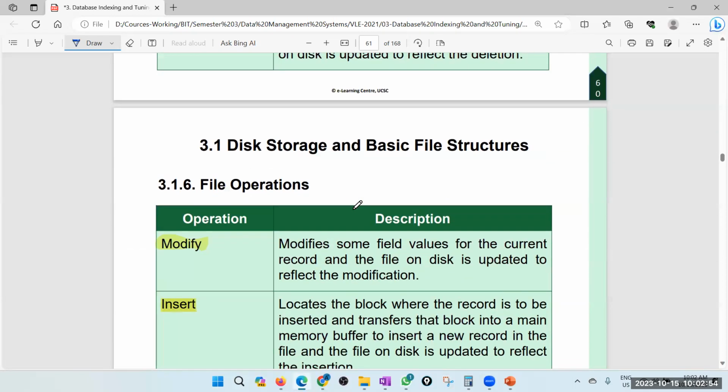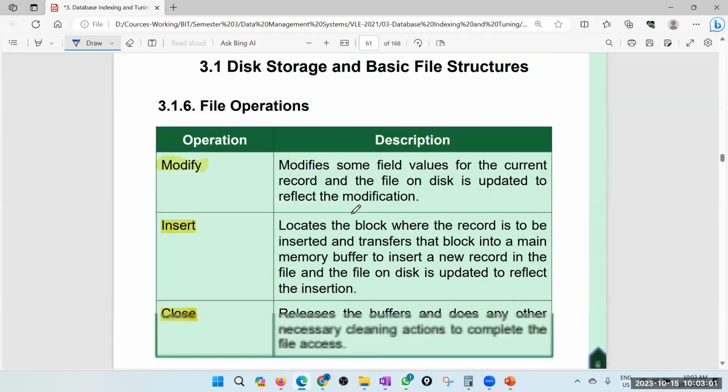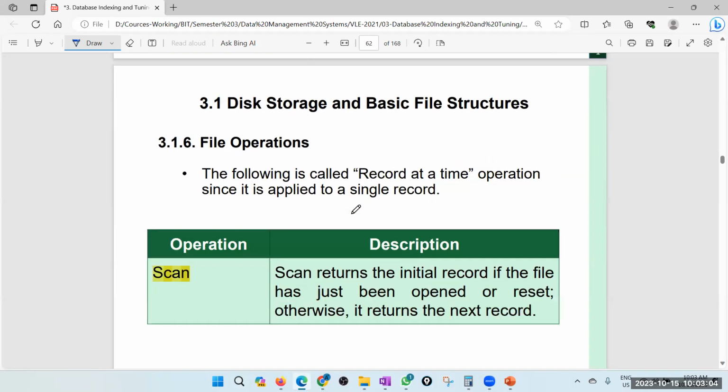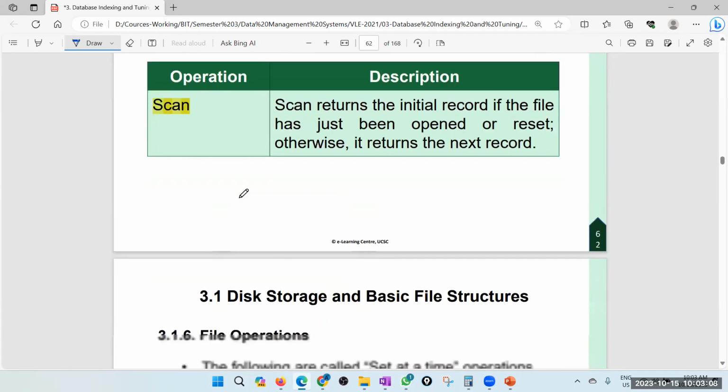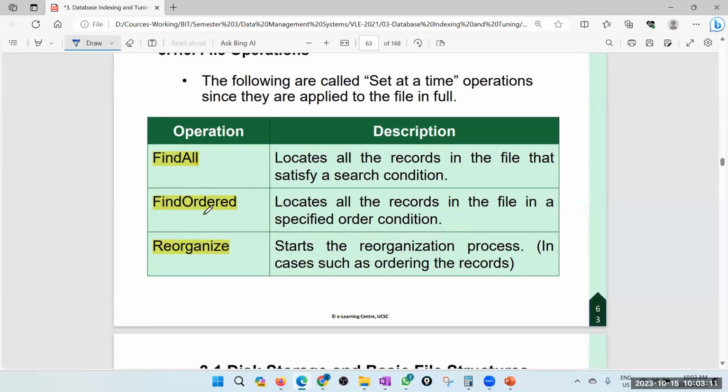Open the file, locate a record, delete that one, close the file, and so on. And there are some more operations like scanning and so on. Find all, find, order, reorganize. Don't worry too much about those things. We don't go to those levels because those are handled by your operating system. But just be aware that those are some file operations supported by low-level programming languages.